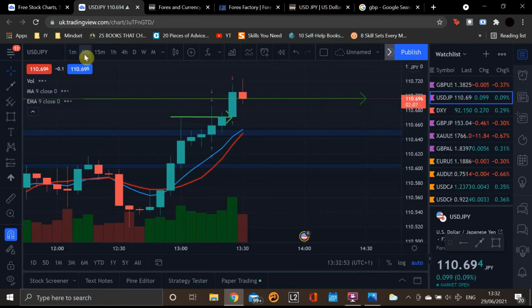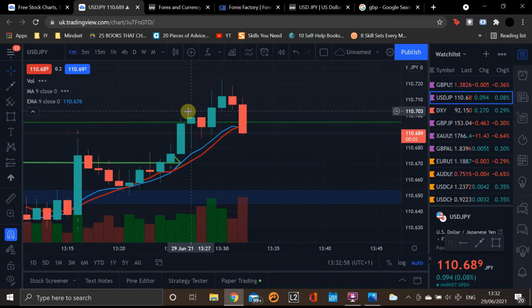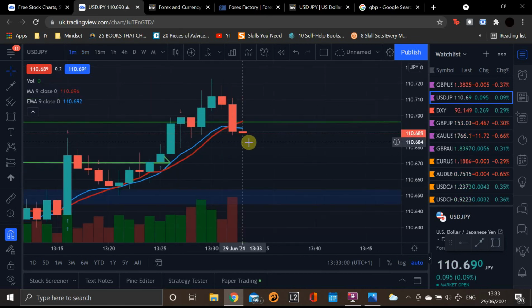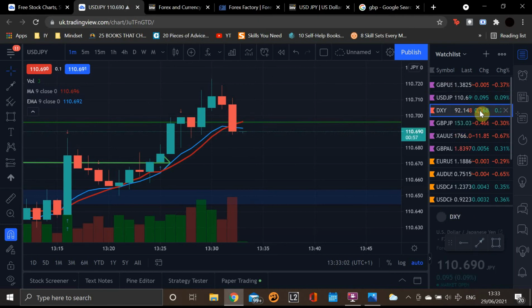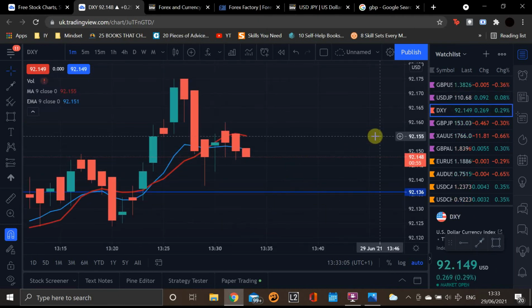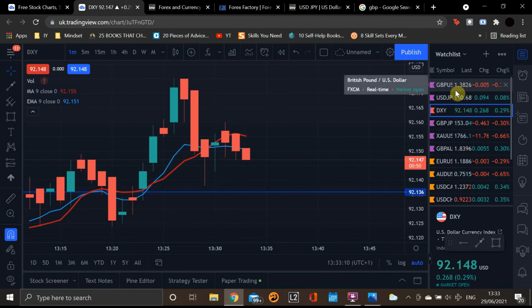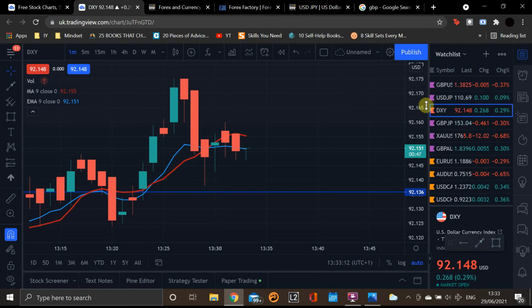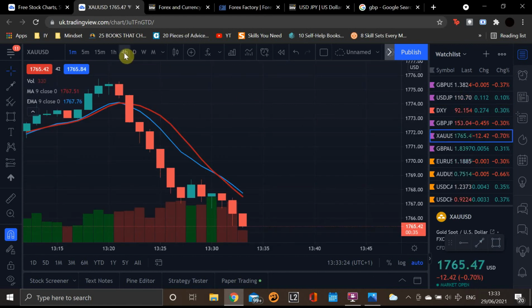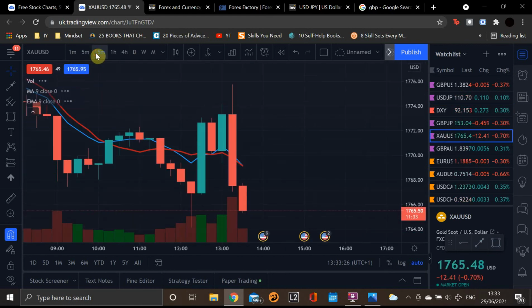Maybe it's some sort of retracement. So obviously it's gone up, so it has to retrace a little bit. But I think it's still in an uptrend. Let's look at gold. Gold is going down, so that's good for the US.